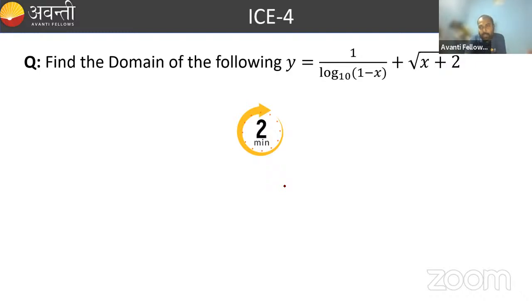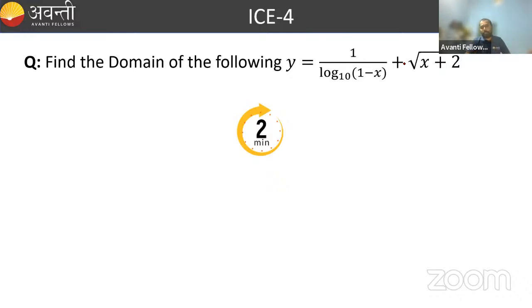So how many cases are there here? You are getting how many cases are here? That is important. So first of all, what should you do? First of all, you should observe the question. So in the question, what function is given, and in which form it is given. That is important, right? So you can see in the first function, 1 upon log of 1 minus x to the base 10, here in the denominator a logarithm function is present, and in the second function, under root of x plus 2 is given. So the second one is very simple.